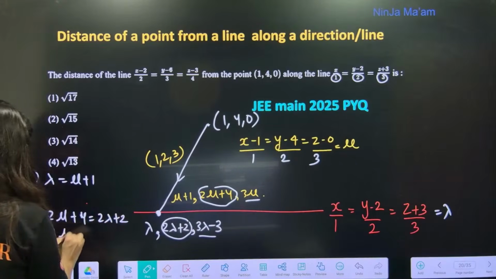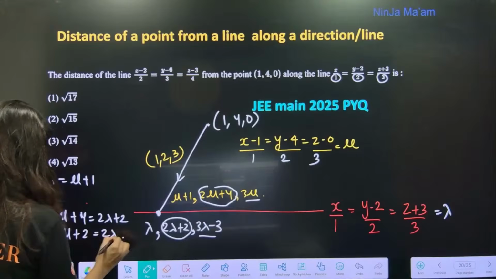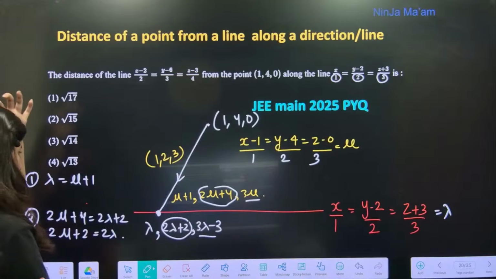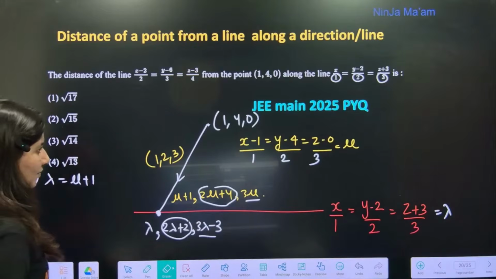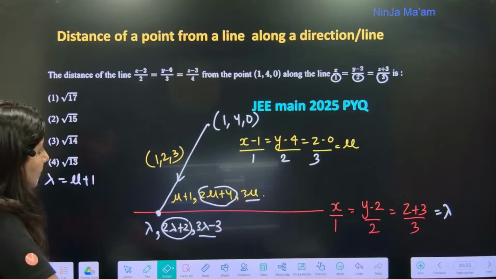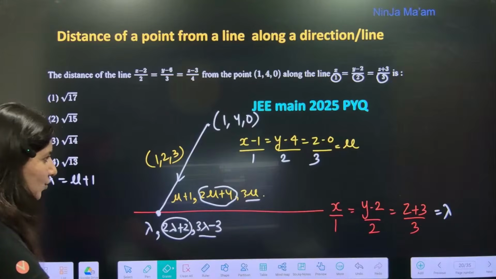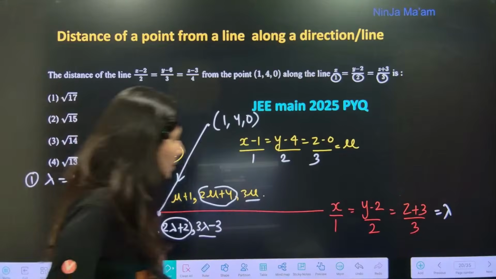So clearly 2 mu plus 2 is equal to 2 lambda. So lambda is equal to mu plus 1 from here also. How will I get the value of it? Lambda is coming out as just mu plus 1. Have I done 2 lambda plus 2 correctly? 3 lambda. Okay, maybe I have made a mistake.